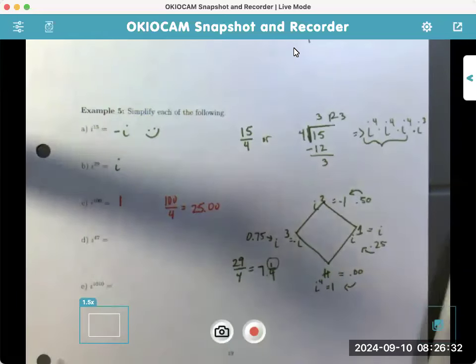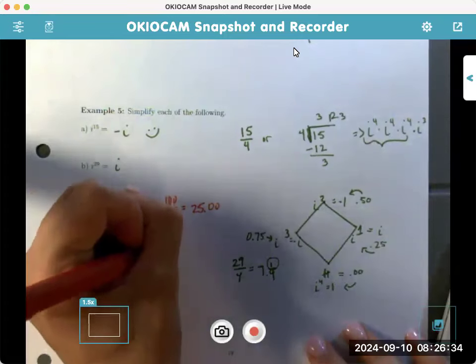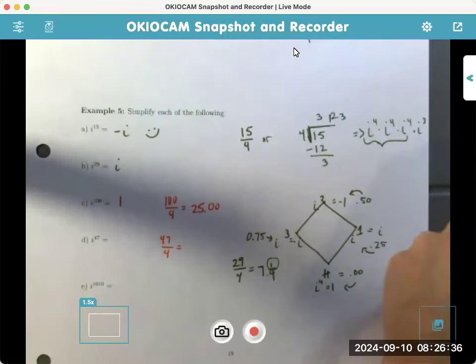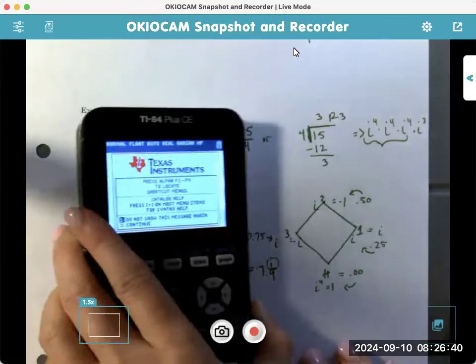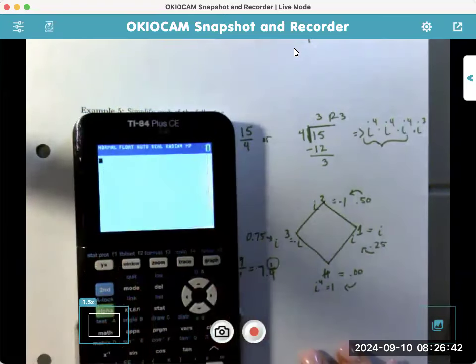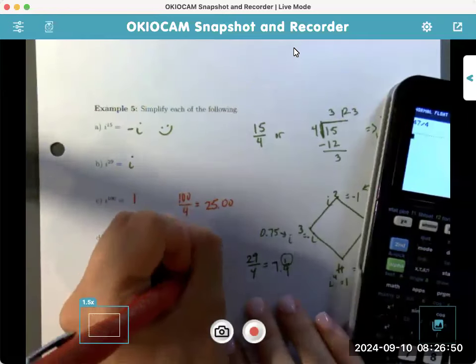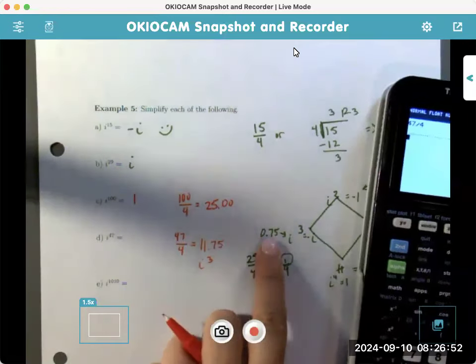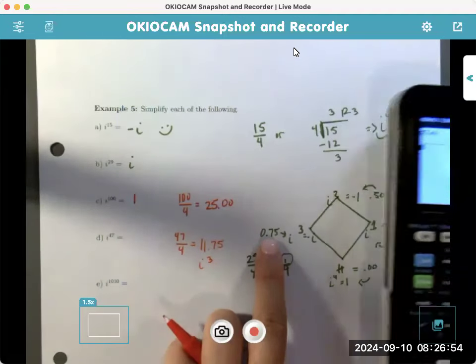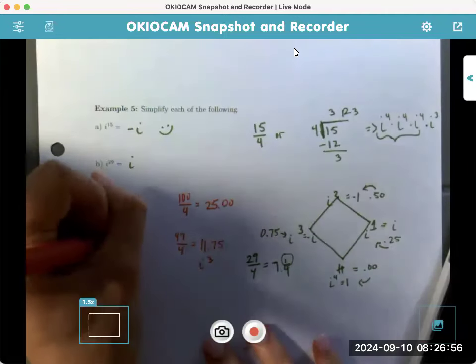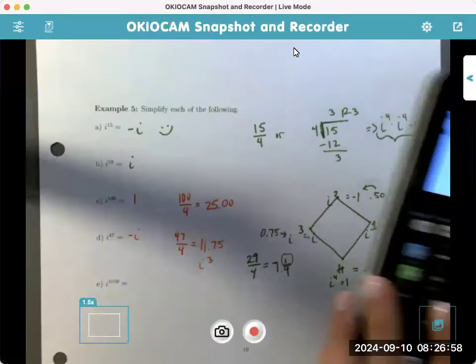Okay, so i to the 47th. 47 divided by 4. Let me change calculators. 47 divided by 4 is 11.75. So again, that's equivalent to i cubed, right? 75 cents, if you would. 3/4, i cubed, so negative i.